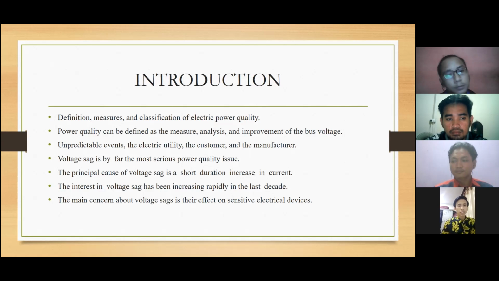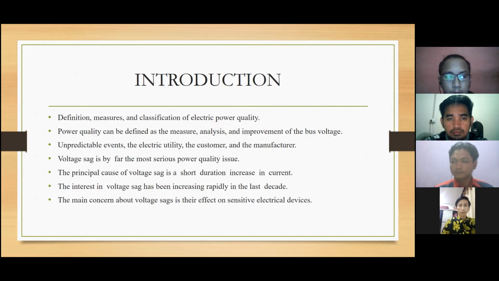It is defined as a short duration reduction in voltage magnitude. The principal cause of voltage sag is a short duration increase in current, usually appearing during motor starting, transformer energizing, and fault. The main concern about voltage sag is their effect on sensitive electrical devices, such as personal computers, adjustable speed drives, programmable logic controllers, and other power electronic equipment.